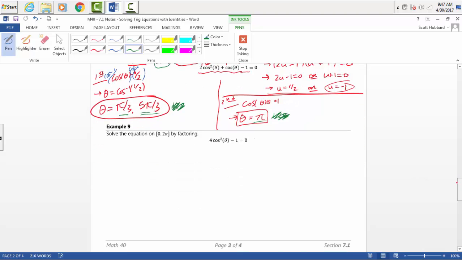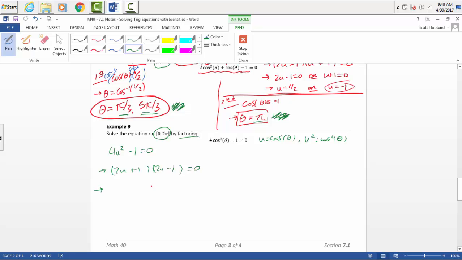Okay. Last problem we want to do is the same thing. We want to factor, and we only want answers in the unit circle, in the first rotation of the unit circle. So now we just go ahead and take a look at this. So again, if we let u equal cosine theta, that means that u squared is equal to cosine squared of theta. So that means here that what we actually have is 4u squared minus 1 is equal to 0. Now that factors, that's called the difference of two squares, and so that's 2u plus 1, 2u minus 1 equals 0.